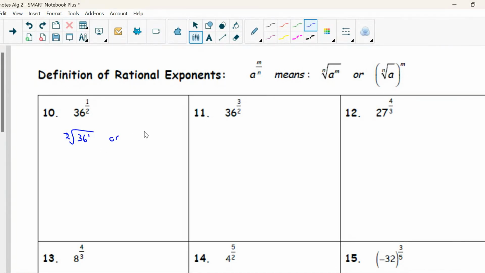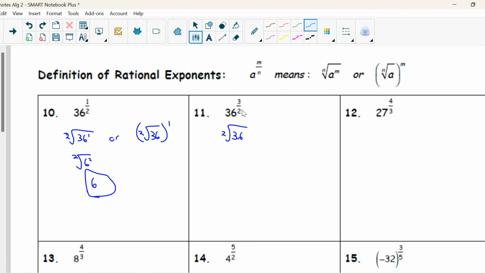Or if we were using the other form, it'd be the square root of 36 all to the first power. It's really the same difference. The square root of 36, if we wanted to simplify it, we could say the square root of 6 squared, which ultimately just gives us 6. Okay? In a case like number 11, same process goes. 2 is going to be our index, 3 is going to be our exponent. So we can rewrite this as the square root of 36.